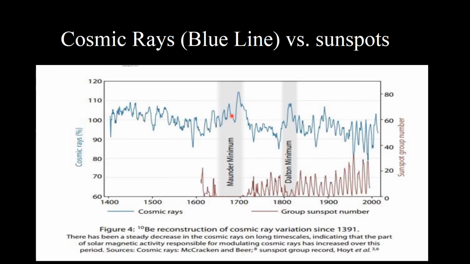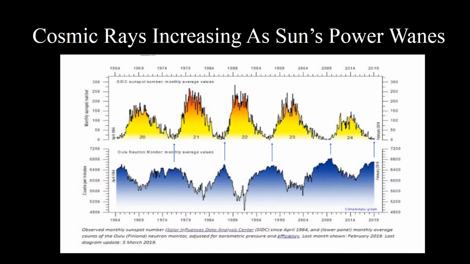This chart shows on the blue line on the top the cosmic rays, and an increase in cosmic rays during each of the grand solar minimum. This bottom line are the sunspot numbers. Each time the sunspot numbers decrease, there's an increase in cosmic rays. And the cosmic rays have been decreasing during our grand solar maximum until recently, when they begin to increase again.